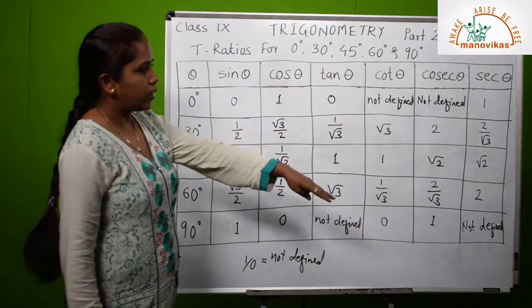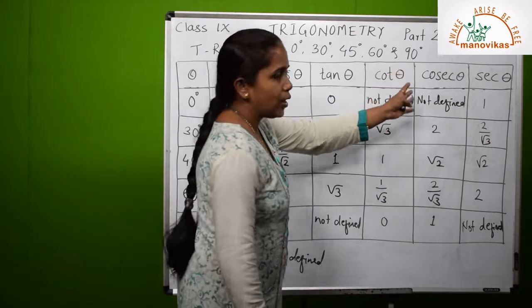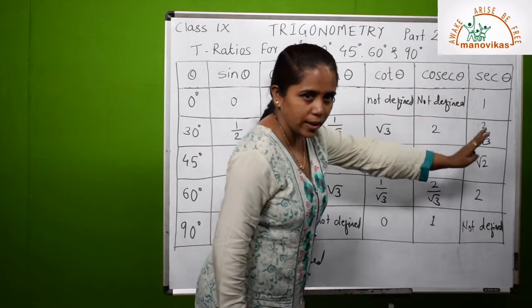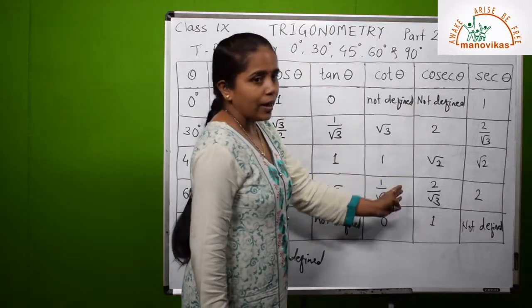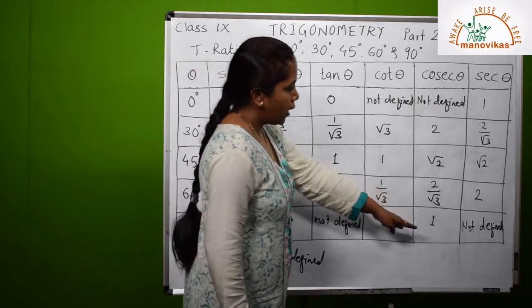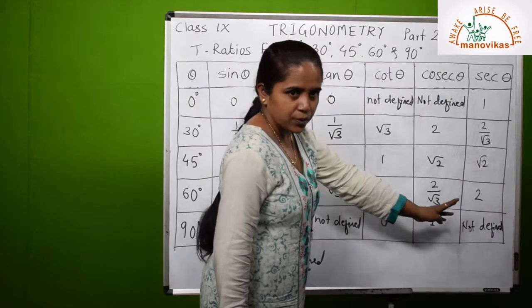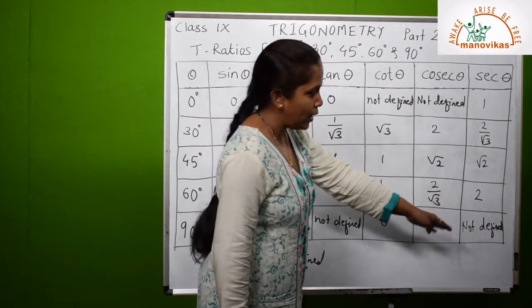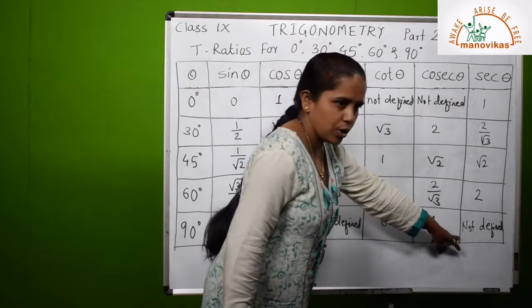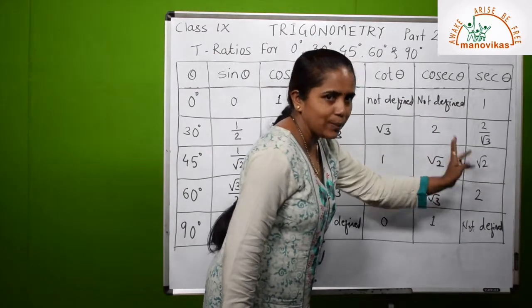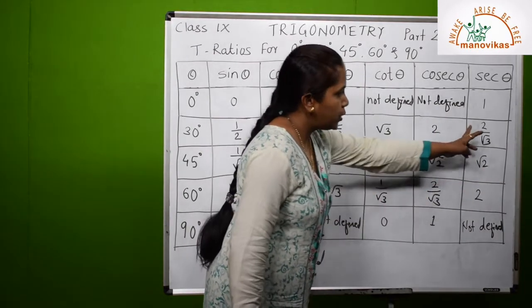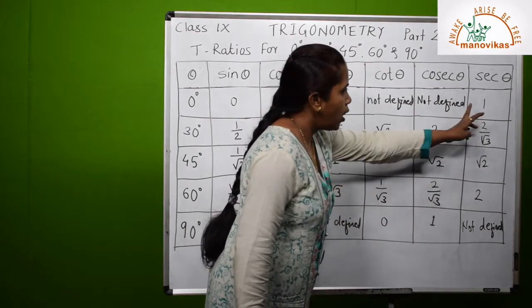Again sec theta, if you observe the values of cosec and sec. For cosec theta, whatever values you have written, write down the sec theta values in opposite direction. You will get the cosec theta values. Not defined, 2, 2, root 3, it will be the same. 2 upon root 3, 2 upon root 3, 1, 1.